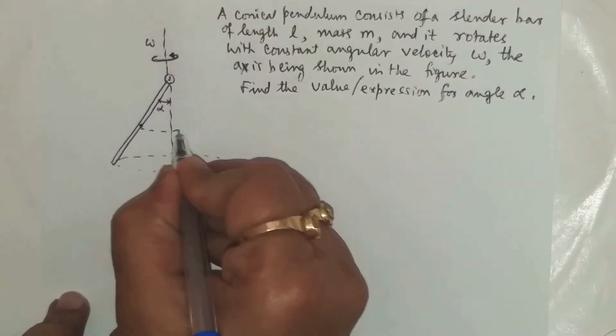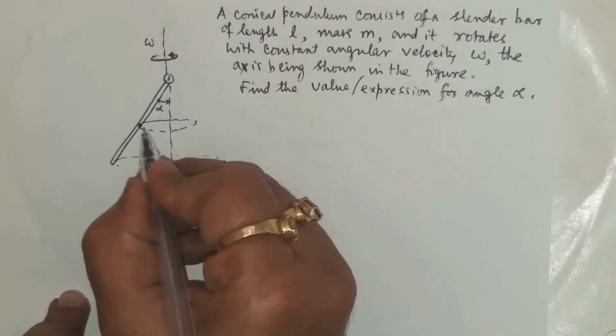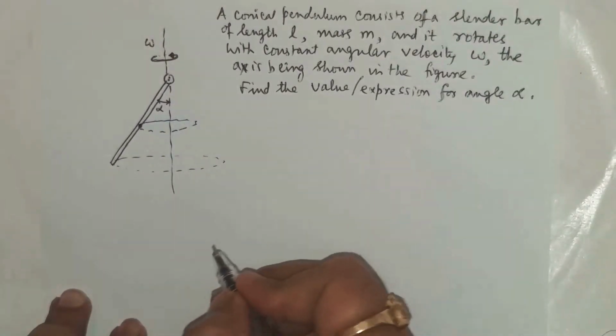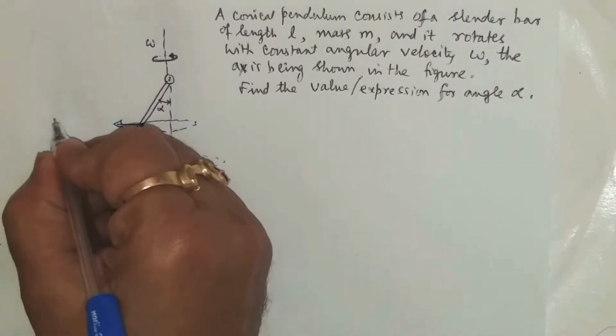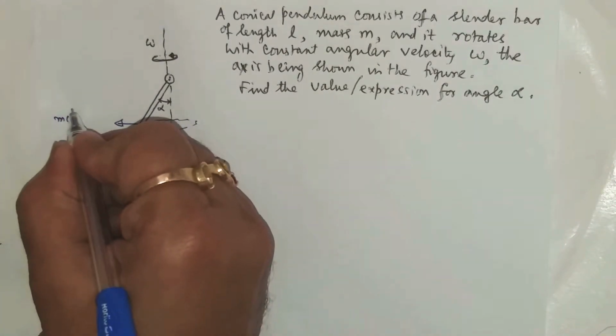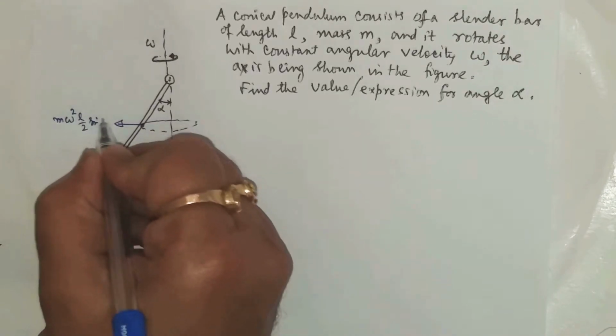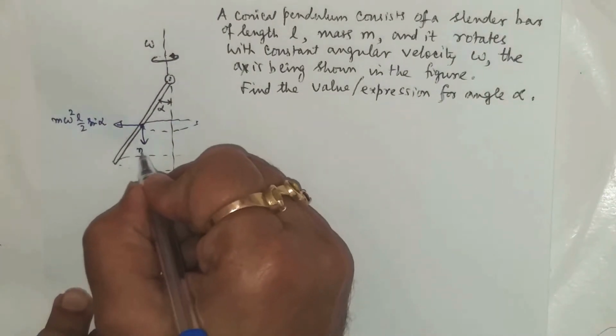See, as it is moving, the center of mass will be moving in a circular path of radius L by 2 sine alpha. Therefore, the centrifugal force it will be experiencing is m omega square L by 2 sine alpha, apart from mg.